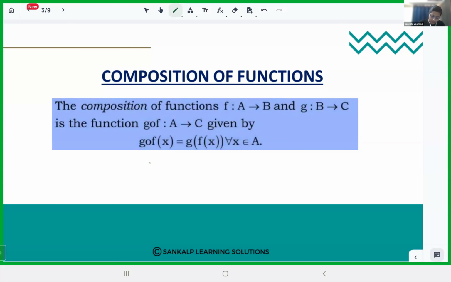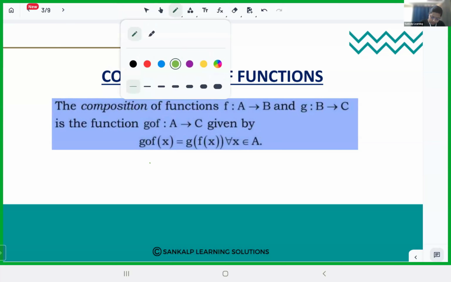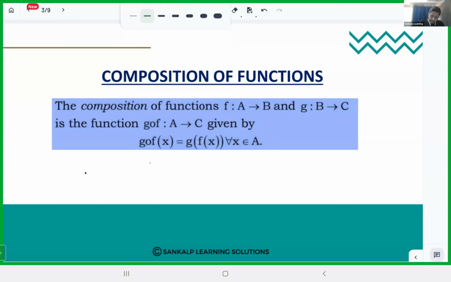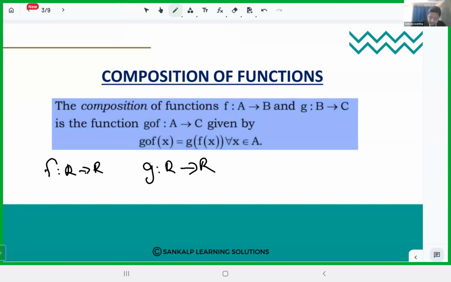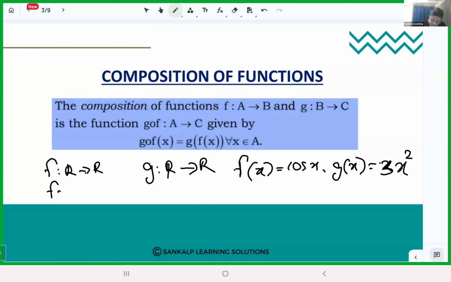All right. So I'm considering two functions, f from R to R. Similarly, g from R to R. R means the set of real numbers. All right. So we have to find out f composition g. For that we need f and g, right? So let f of x be the function cos x, and g of x be the function 3x square. Now you have to find out f composition g and g composition f.